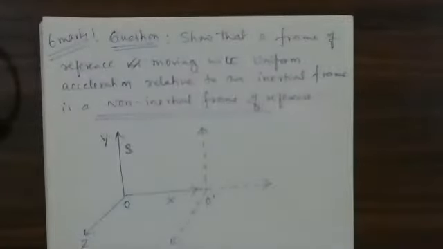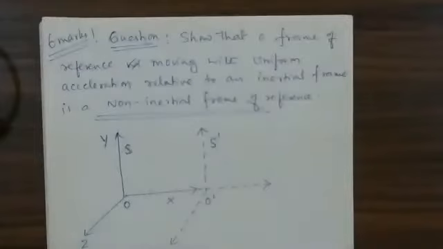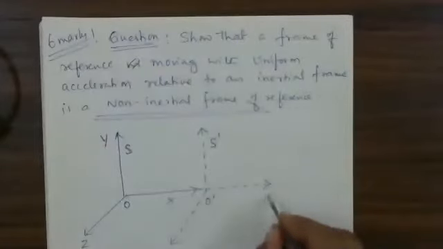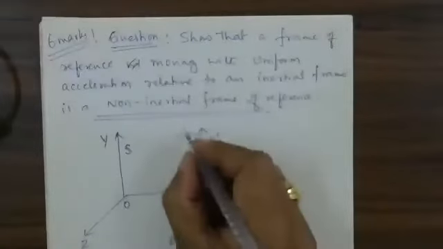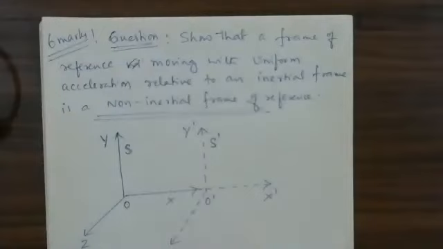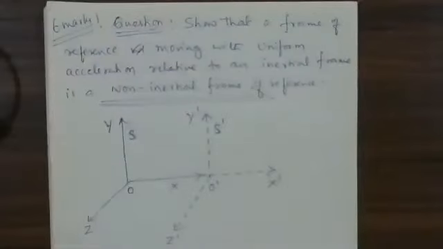Okay, yes. S is a frame of reference which is not moving. S contains three mutually perpendicular axes, x-axis, y-axis, z-axis, with O as the origin. I will consider one more frame of reference, that is S dash, containing coordinates x dash, y dash, z dash, with O dash as the origin.